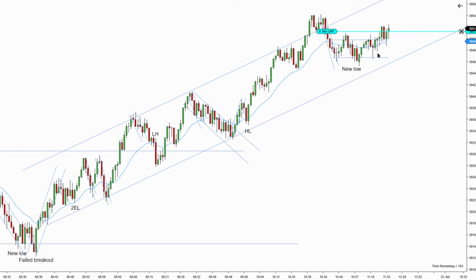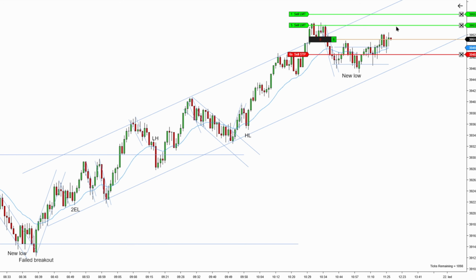The uptrend is still the main pattern. The signal bar closed decent enough. The EMA was holding, and this resistance right now is acting as support. We got filled, so I'm going to put my stop loss 1 tick below the signal bar. I'm going to go for an 8 tick profit target.